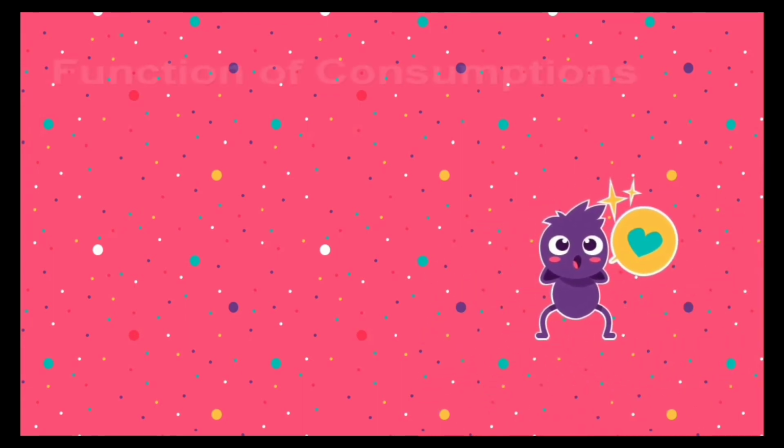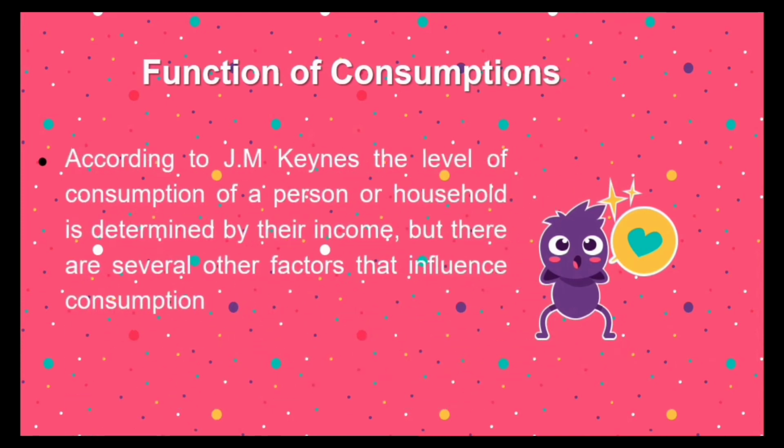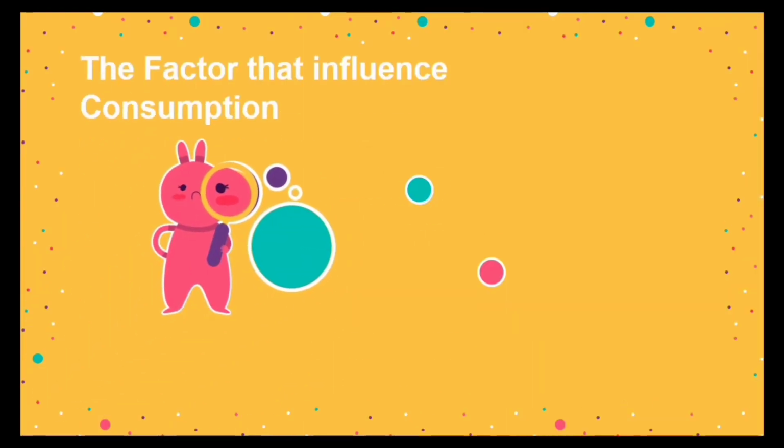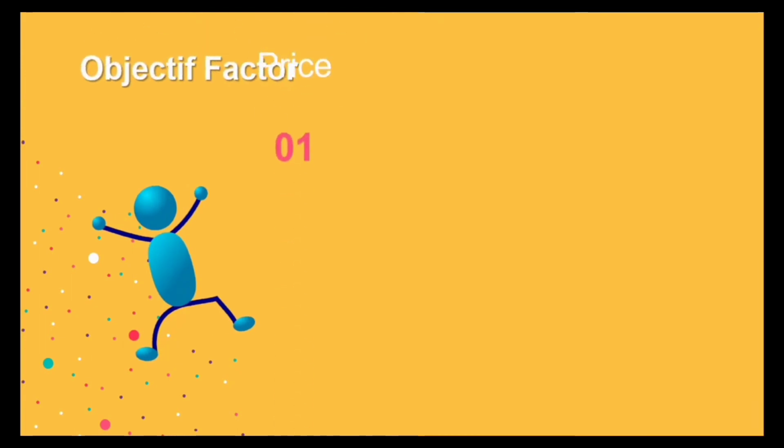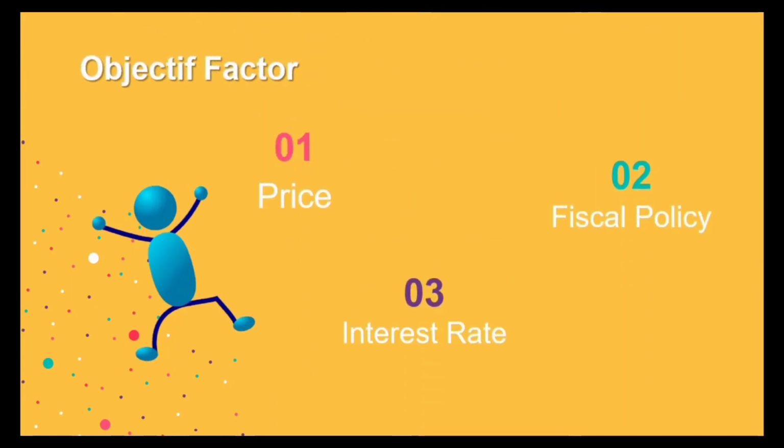Function of consumption. According to John Maynard Keynes, the level of consumption of a person or household is determined by their income, but there are several other factors that influence consumption. The factors that influence consumption are objective factors and subjective factors. Now, we'll discuss objective factors. The first thing that influences consumption in objective factors is price. A fairly large change in price will also cause a large change in people's purchasing power. The greater the price, the more the purchasing power will decrease, and vice versa.